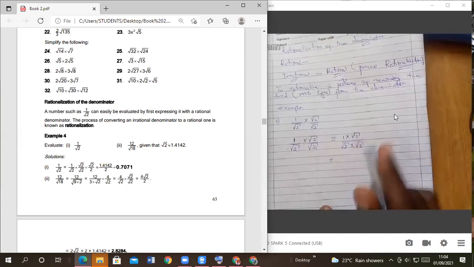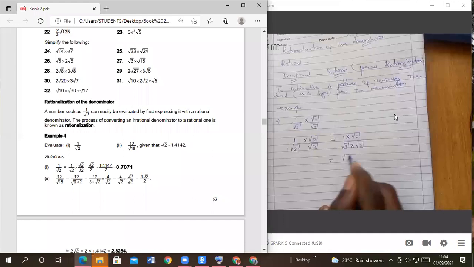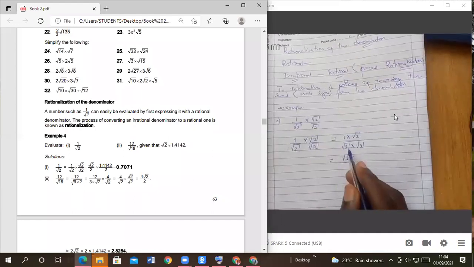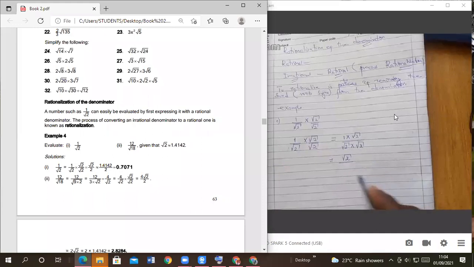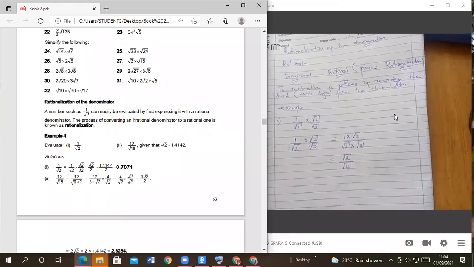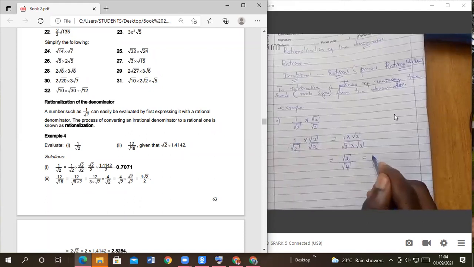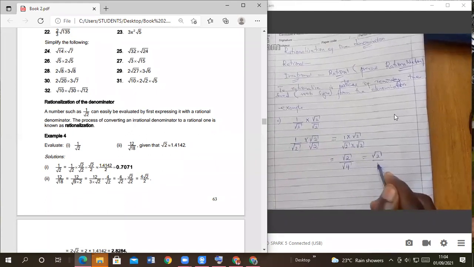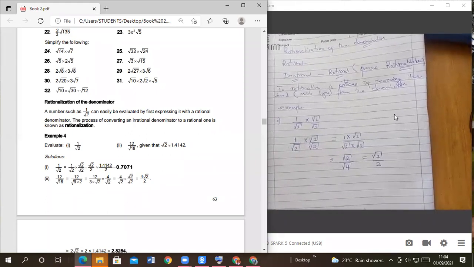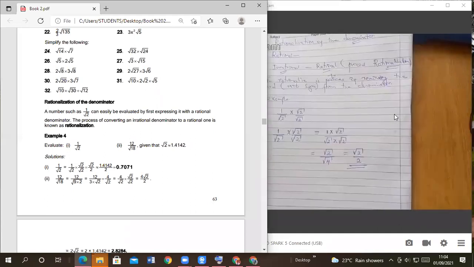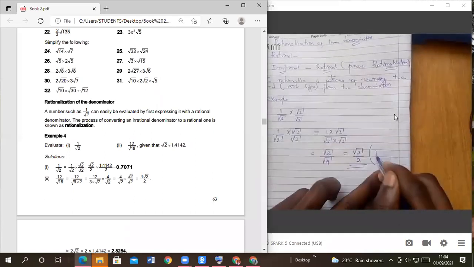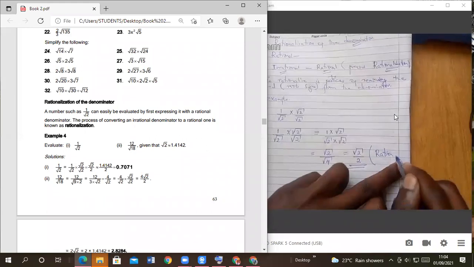What is 1 times root of 2? You get root of 2. Over what is root of 2 times root of 2? We get root of 4. But root of 4 is what? It is 2. Now you see that. Now this has been rationalized.